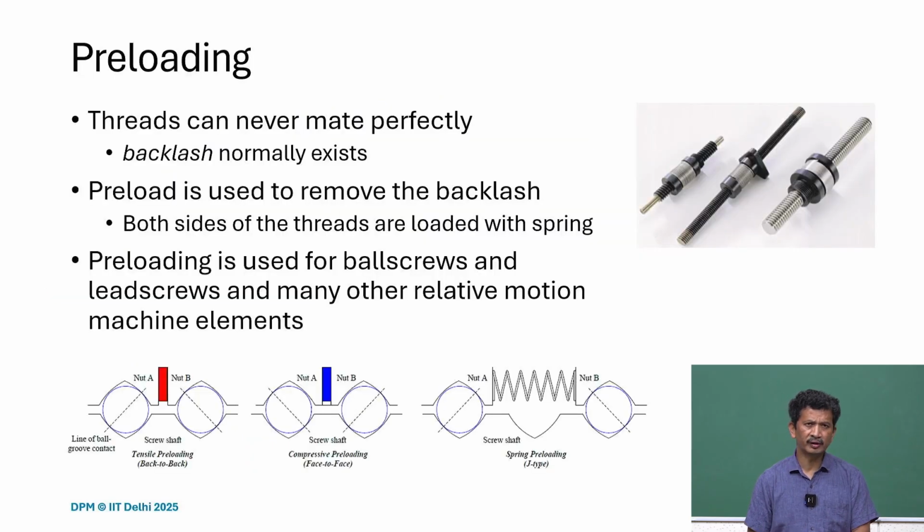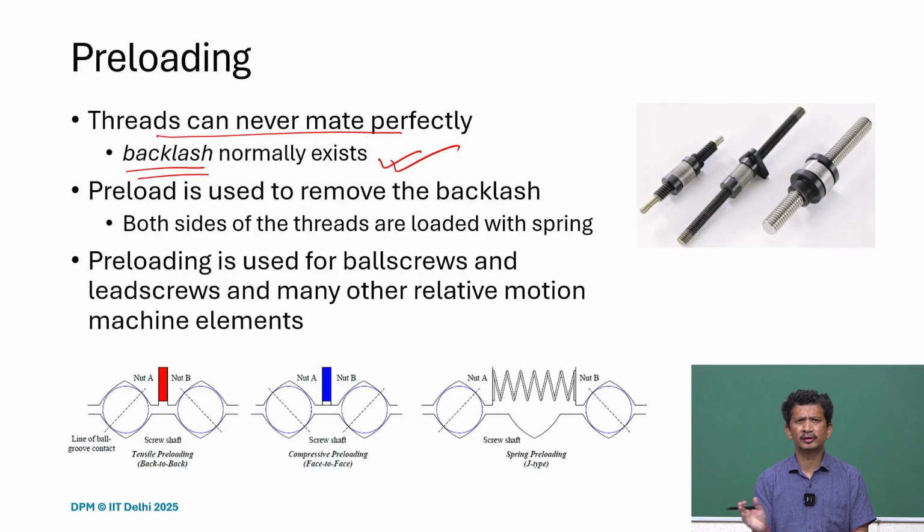So one of the things we realize is that it's very difficult to get rid of backlash. One of the reasons is that when we have these designs, we provide some clearance so that the assemblies can be achieved, and it's very difficult to get a perfect mating. So there will always be some clearance, and because of that there will be a backlash.